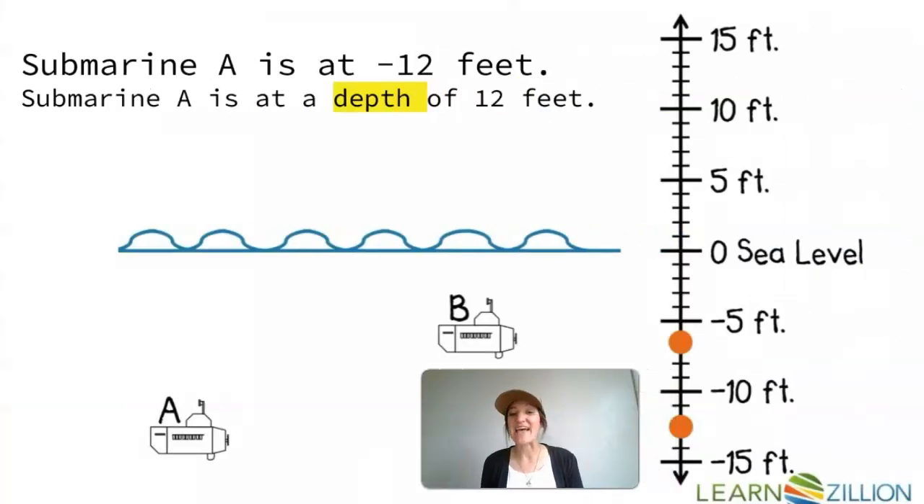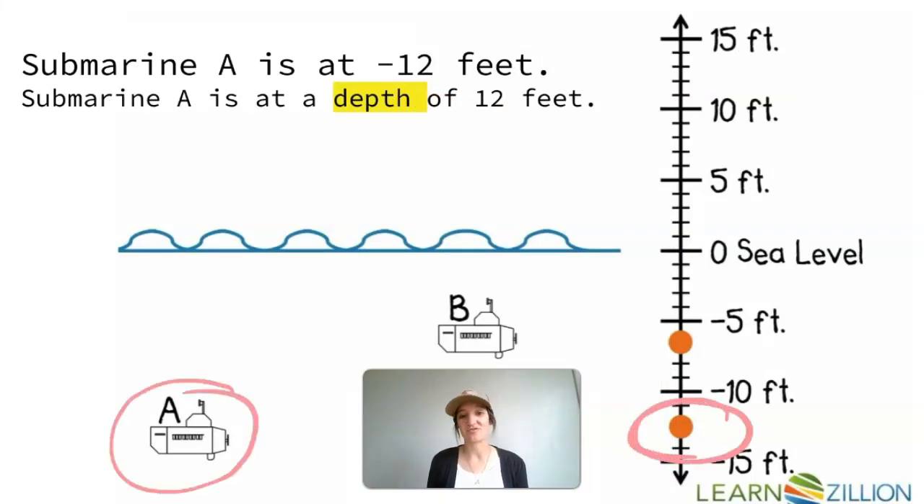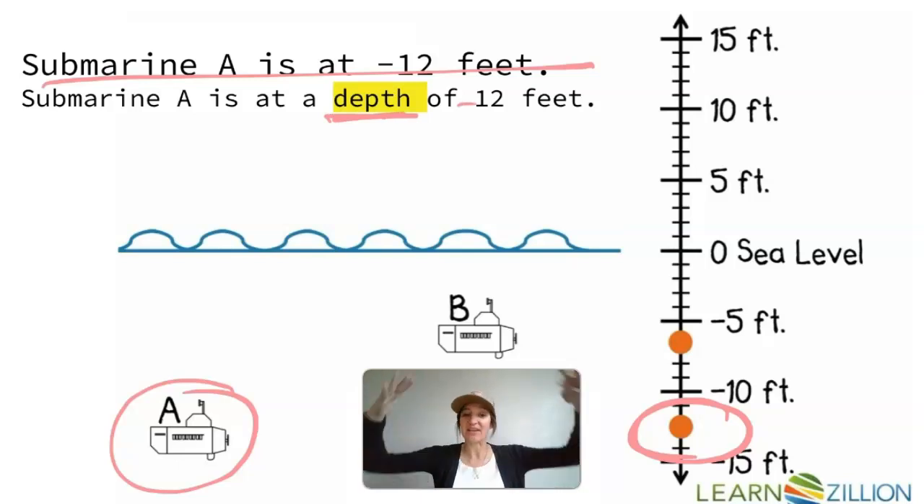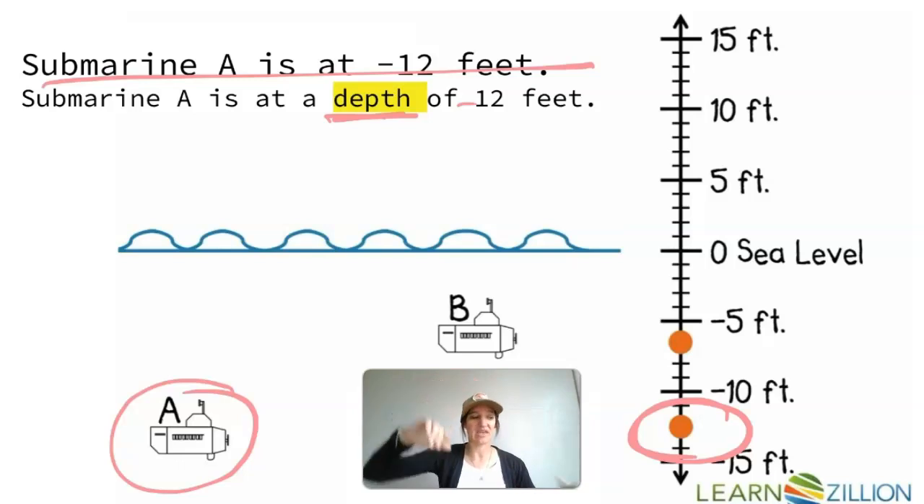Here is an example with depth. Submarine A is at a depth of -12 feet. Oh, wait, did I say that right? Submarine A is at -12 feet in elevation is what I should have set up here. -12 feet in elevation. We could also say that submarine A is at a depth of 12 feet. You don't have to say a depth of -12 feet because, again, when we're talking about depth, we know that depth is already below 0. It's already in negative elevation, okay?